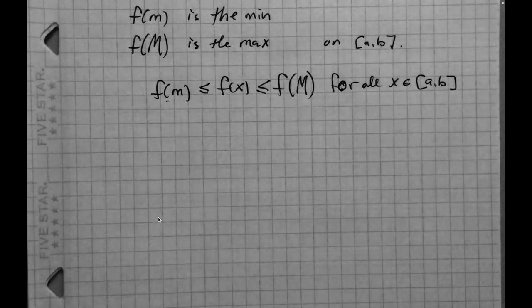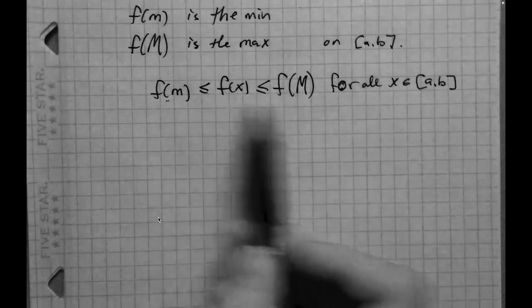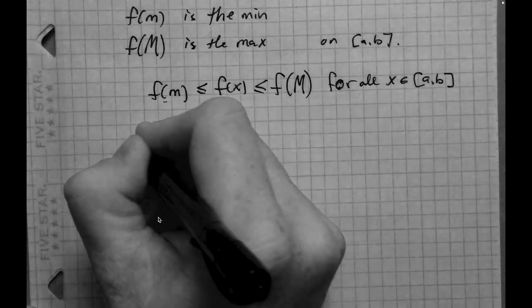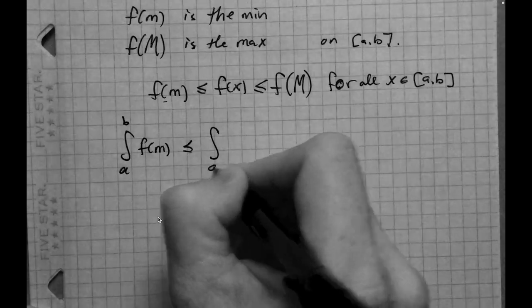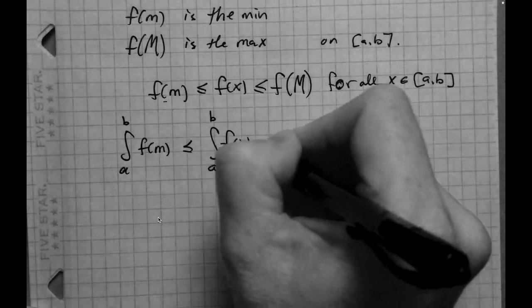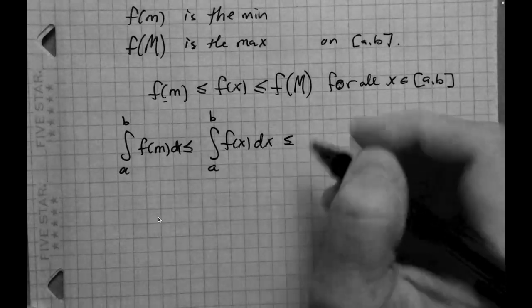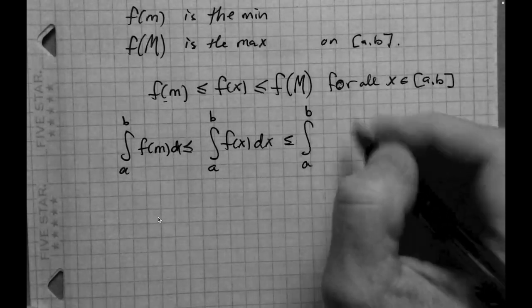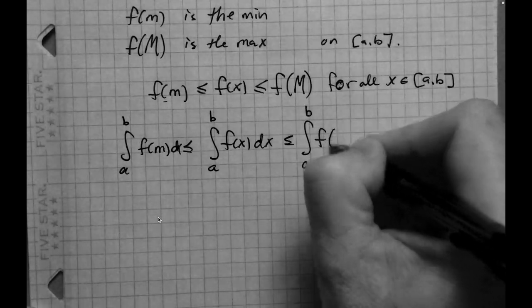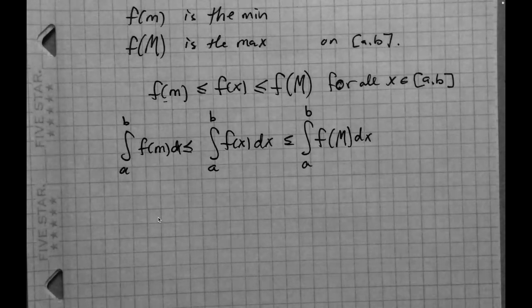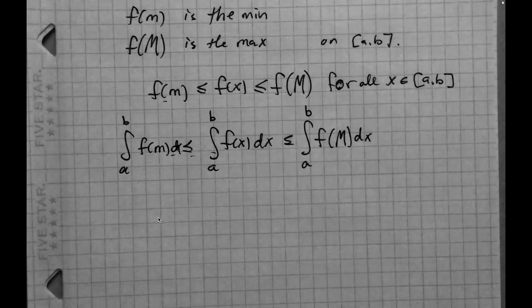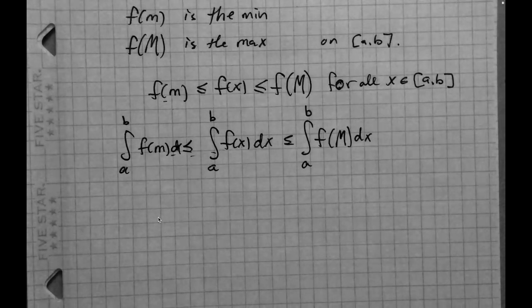Now let's integrate this. Let's integrate each piece of this from a to b. So we'll take the integral from a to b of f of little m, which is less than or equal to the integral from a to b of f of x, I should be putting my dx's on here, of course, which is less than or equal to the integral from a to b of f of big M. We know from previous sections that integration preserves inequality. All of those inequality relations hold and are preserved under integration.